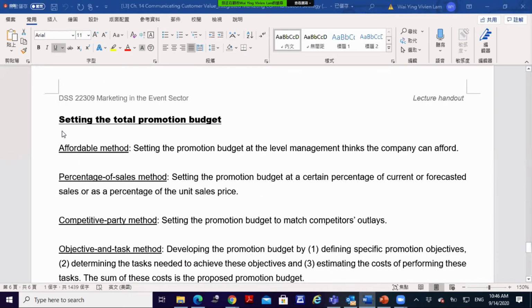The first one is the affordable method. The second one is percentage of sales. The third one, you make reference to your competitors. And the last one is the objectives and task method. Okay. Are you happy with these 4? If you feel happy, please give me a high five so I know that you're still listening.